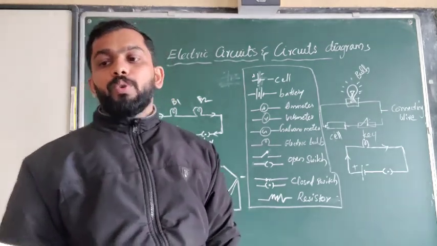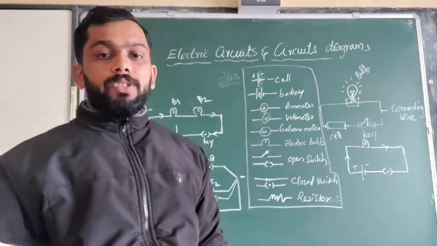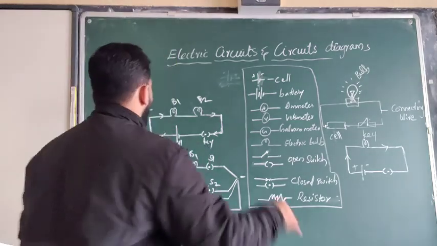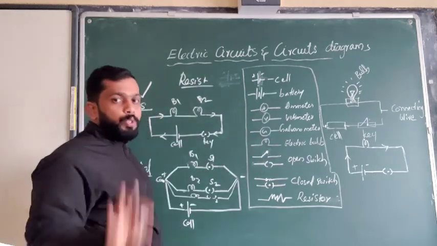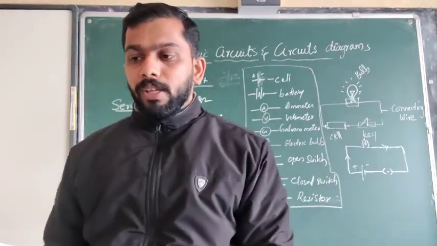Now, for the last portion, there are 2 portions. Electrical resistance. What is electrical resistance? What do you mean by resistance? The word resist means what? To oppose. Resist means to oppose.